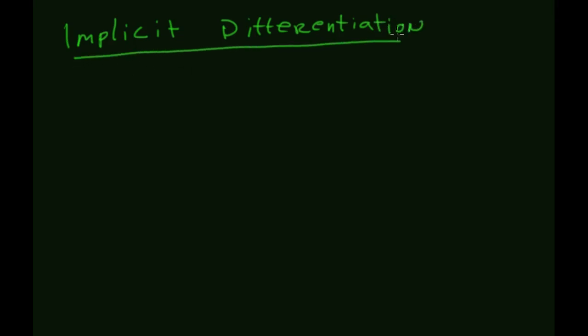Okay, so today we're going to take on the idea of implicit differentiation. All right, so when is implicit differentiation used? It's used when we have something where we want an instantaneous rate of change, but we don't have a function.